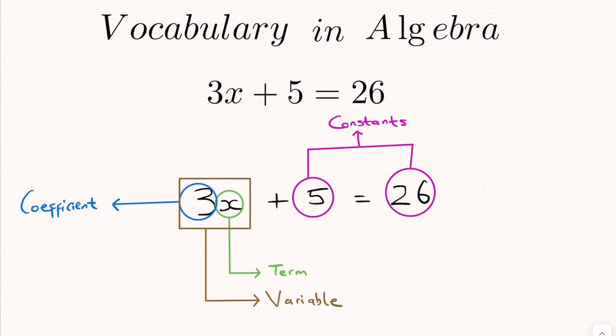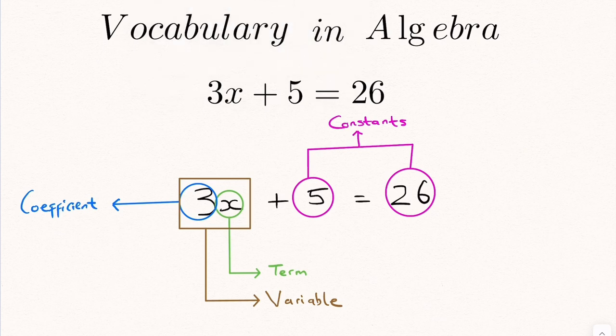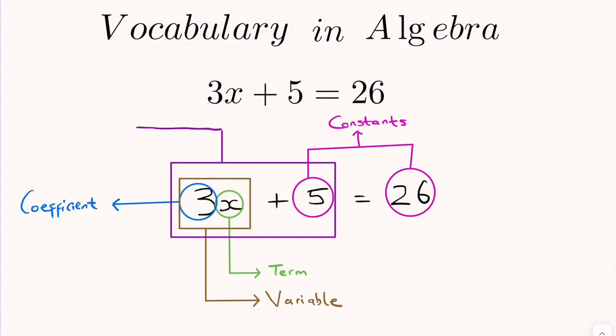At this point, we have 3x plus 5. Now, 3x plus 5 on its own is an algebraic expression, and I'll explain that shortly. Let me just box them up together in a fine rectangle, and I'm going to label this one an algebraic expression.